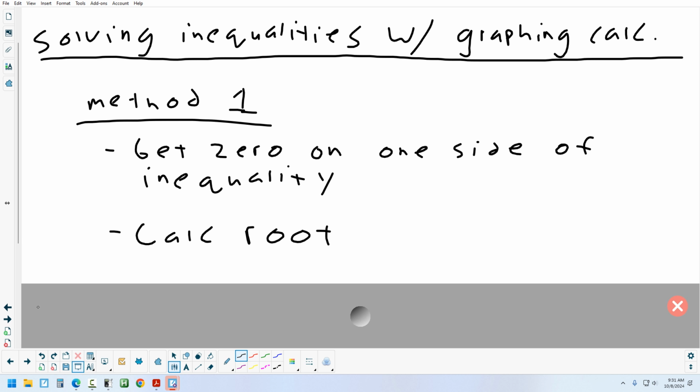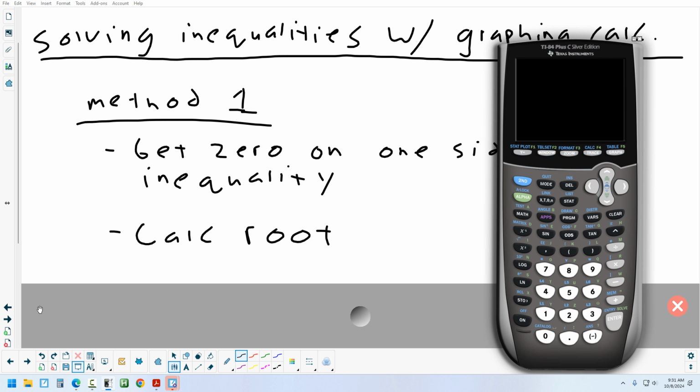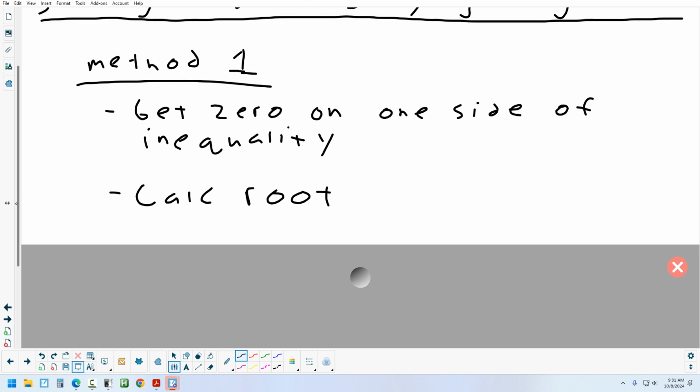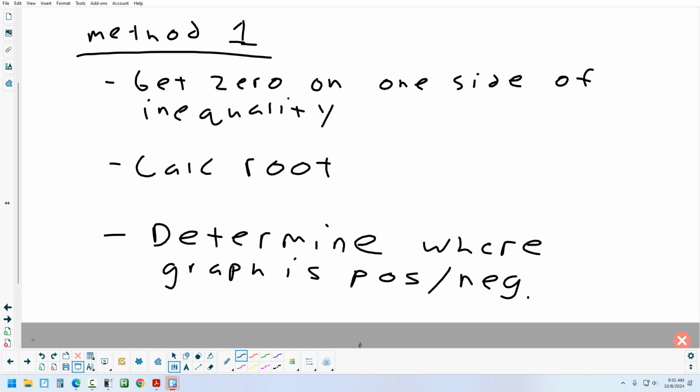Once we get everything on one side, then we're going to calculate a root. So that's second calc root, or second calc zero. I think it's option 2 on the calculator. Yep, option 2. And then the answer is either going to be everything above the root or everything below the root. It depends if the question was a greater than 0 or a less than 0. We'll have to look at the question when we get it.